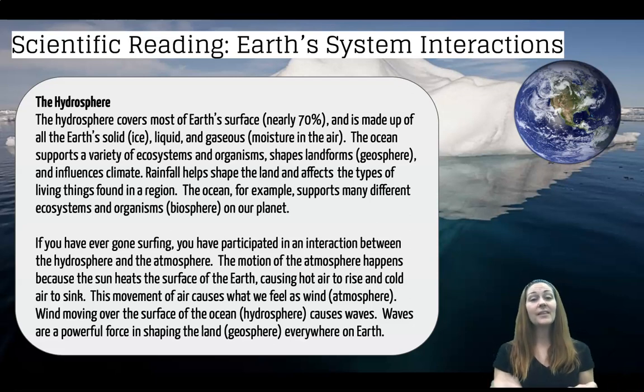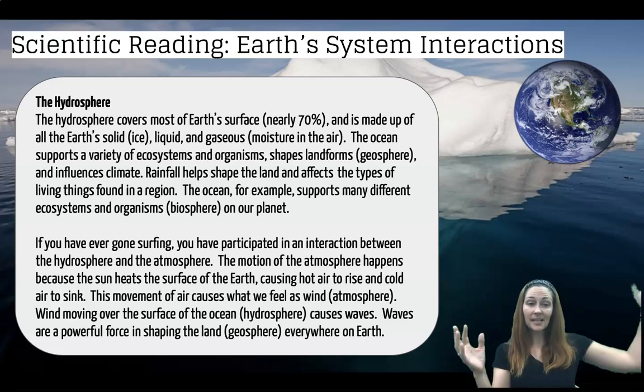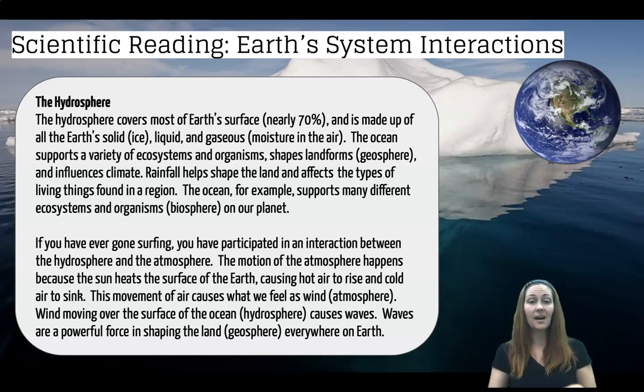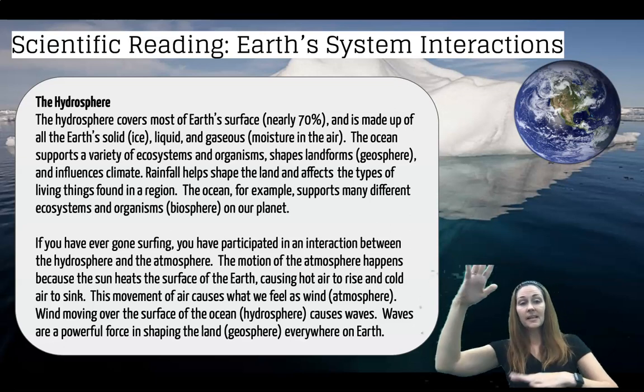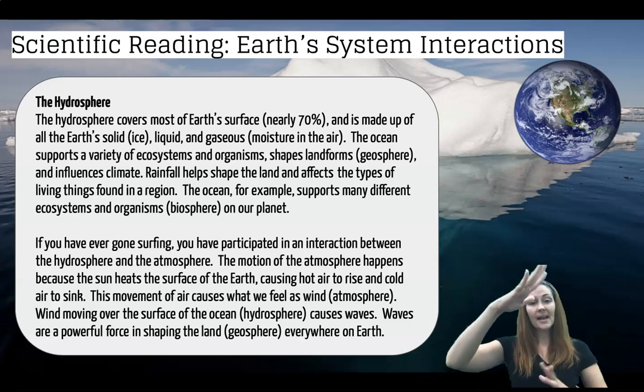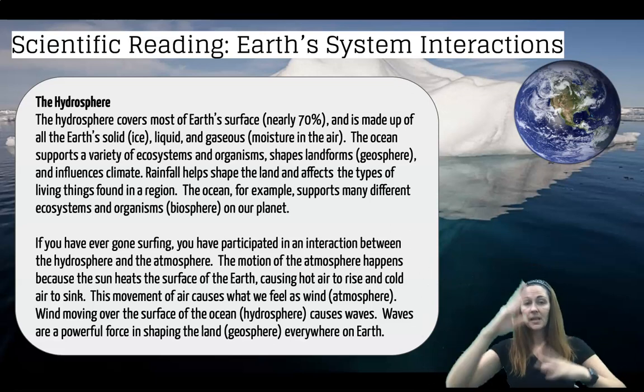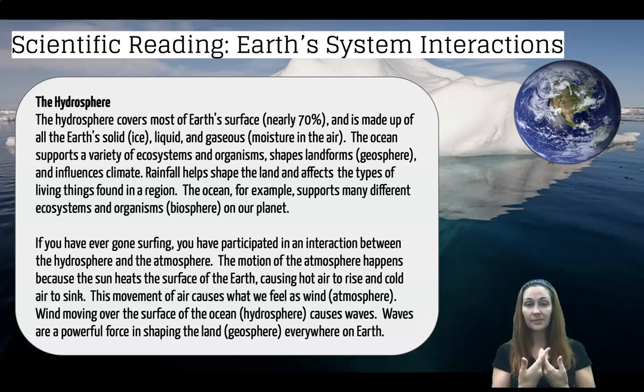The motion of the atmosphere happens because the sun heats the surface of the Earth, causing hot air to rise and cool air to sink, okay? That's what happens with the warming of our sun. This causes this movement of air, which is what we feel as wind in our atmosphere.